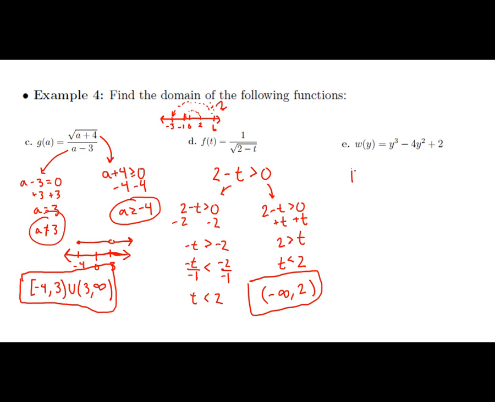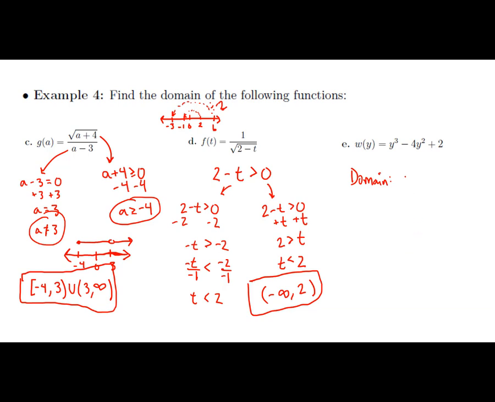So in a case like this, we would just say that our domain is all numbers. So in other words, just negative infinity up to infinity.